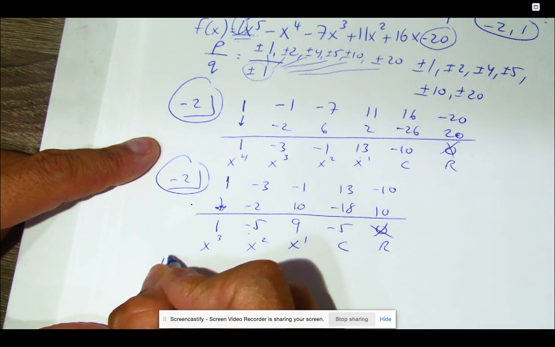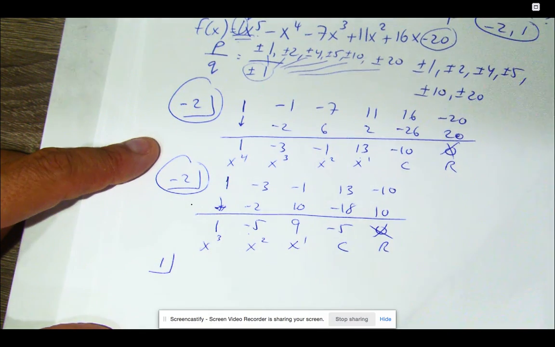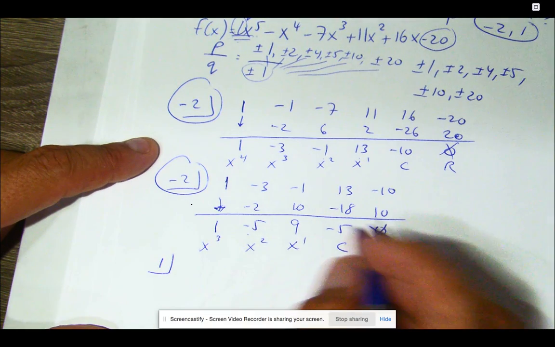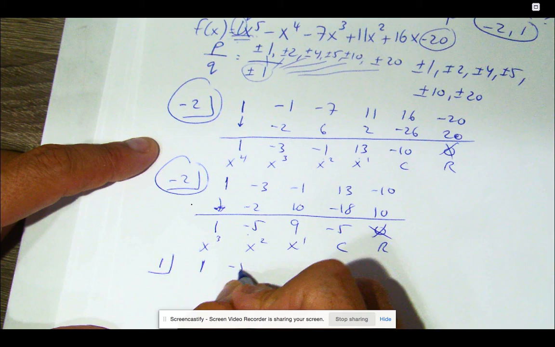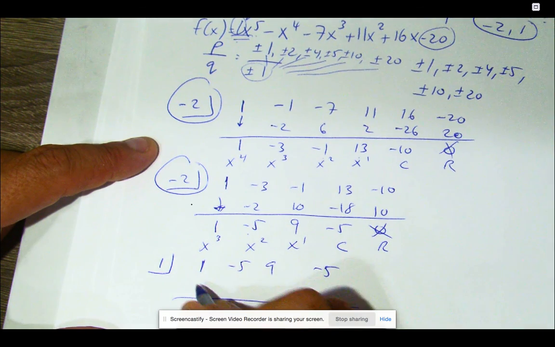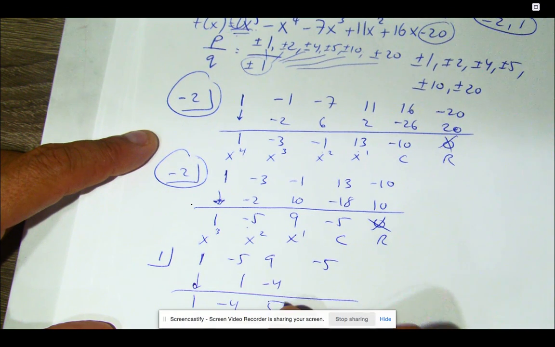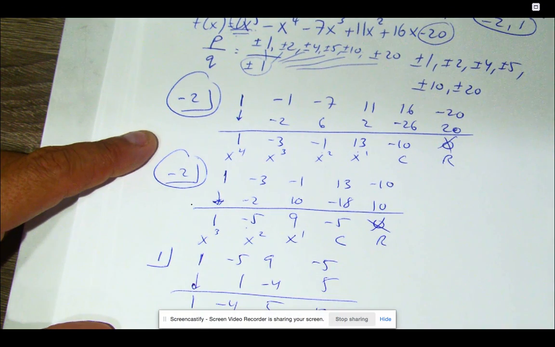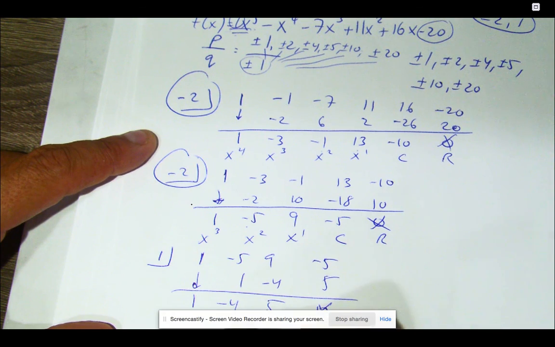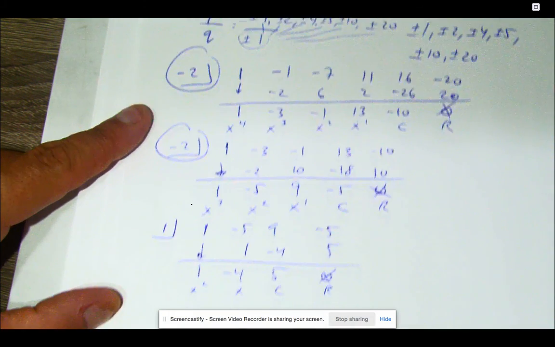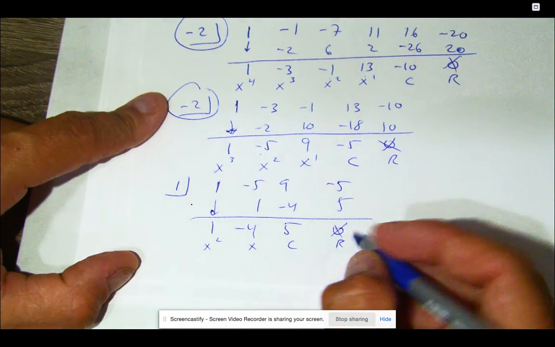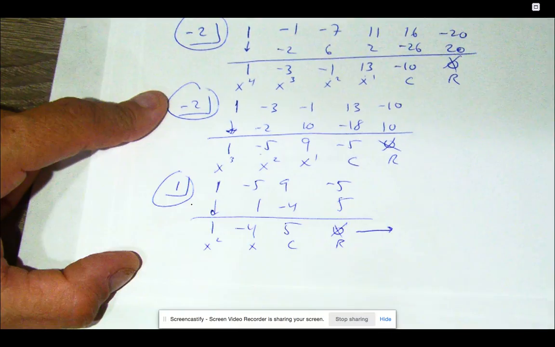Now the next one we want to pick is 1, because 1 was one of our possible zeros, using the same numbers. So we pull this guy down, do the same thing. 1, negative 4, 5, 5. Remainder, constant, x squared term. So there's 3 of our answers.